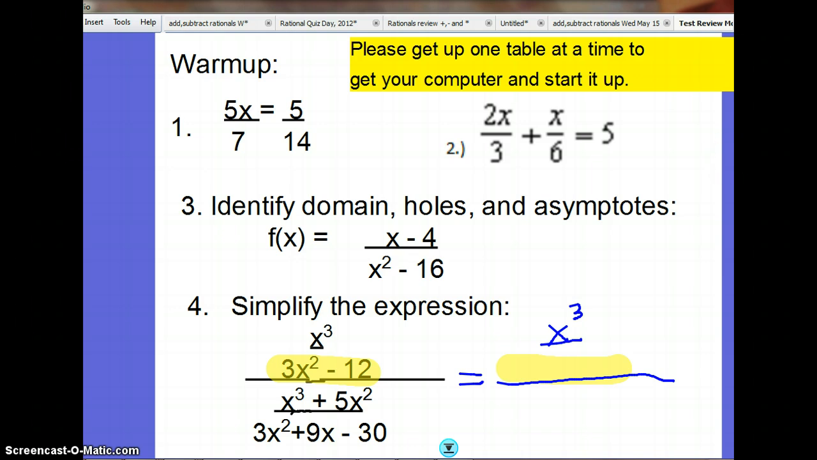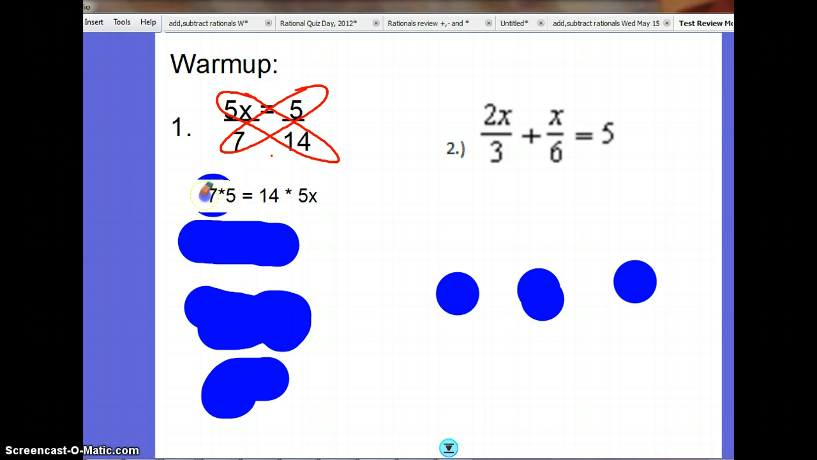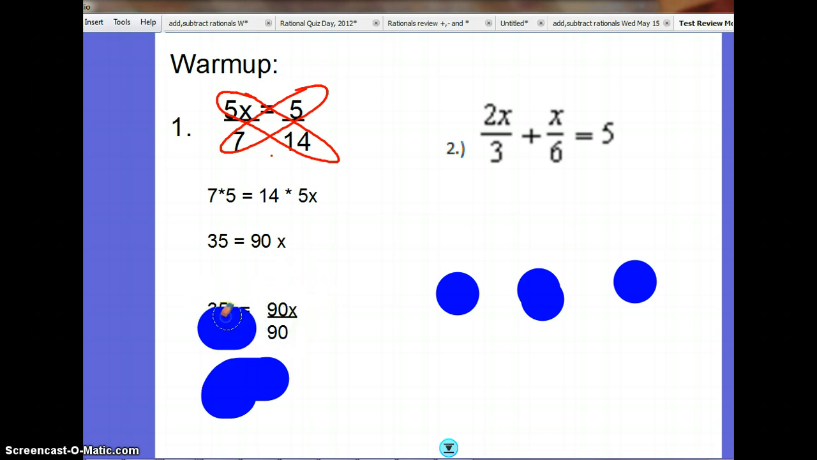Now that you have had time to work on the warm-up problems, let's look at the solutions. On number 1, we can use the technique of cross multiplication that we discussed in a recent class. So when I cross multiply, I multiply on the diagonal, and so I get 7 times 5 is equal to 5x times 14. Simplifying that gives 35 equals 90x. This one's not going to work out to be a beautiful number, but it will be our solution nonetheless. Divide both sides by 90, and then let's simplify that 35 90ths down to 7/18.